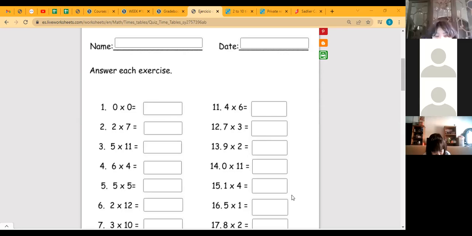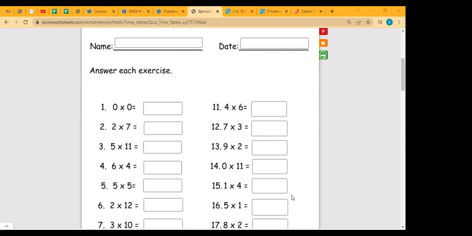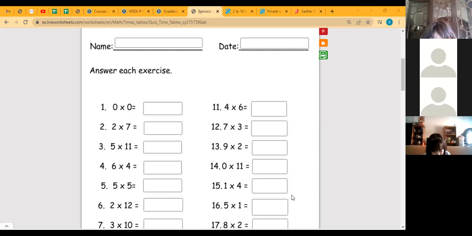The number 6 is that 2 times 2, mm-hmm. It's 24. 24, yes.